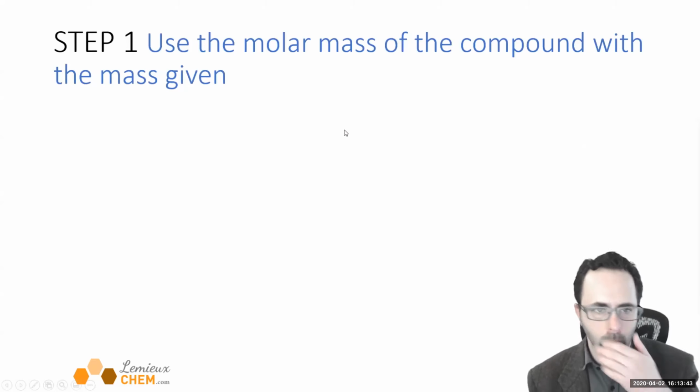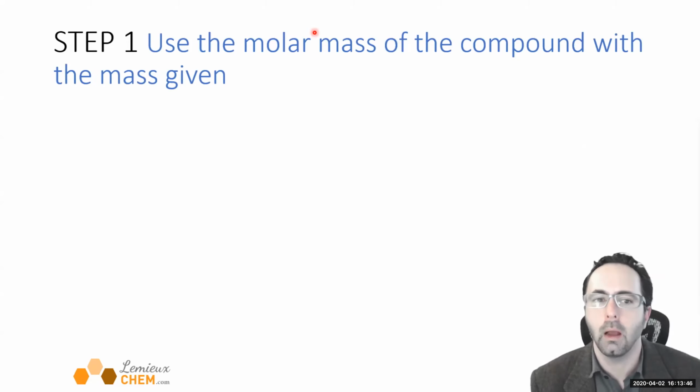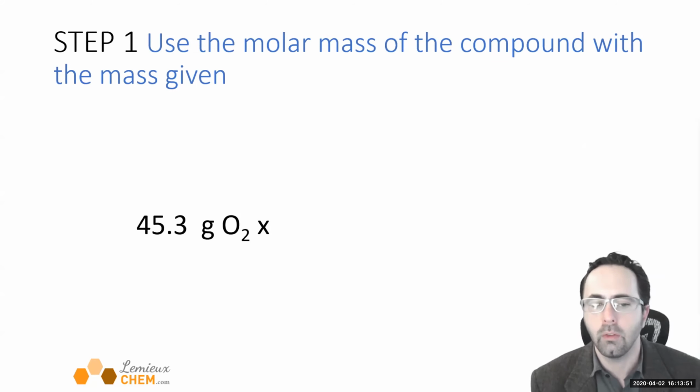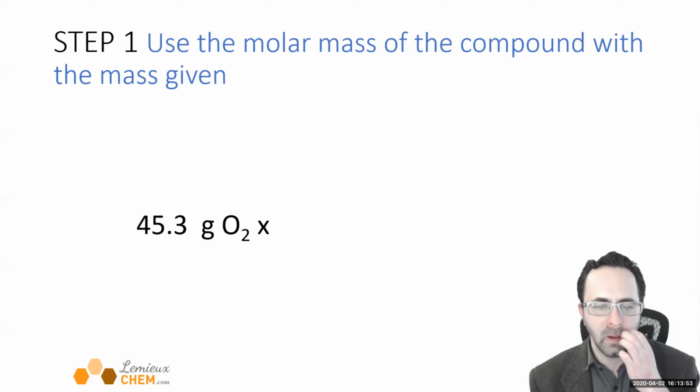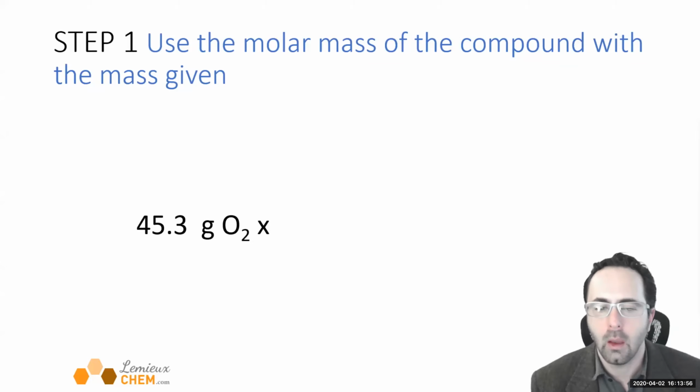Good. So we're going to use the molar mass of the compound to go from grams of that substance to moles. So we started with 45.3 grams of O2, oxygen. And we want to go from grams of O2 to moles of O2. So we're going to apply the conversion factor here. And the unit that's going to go on the bottom, we already know it. We don't even have to turn on our brain. We know that whatever unit is here, it must go down here so we can cancel. So our unit will be grams of O2.